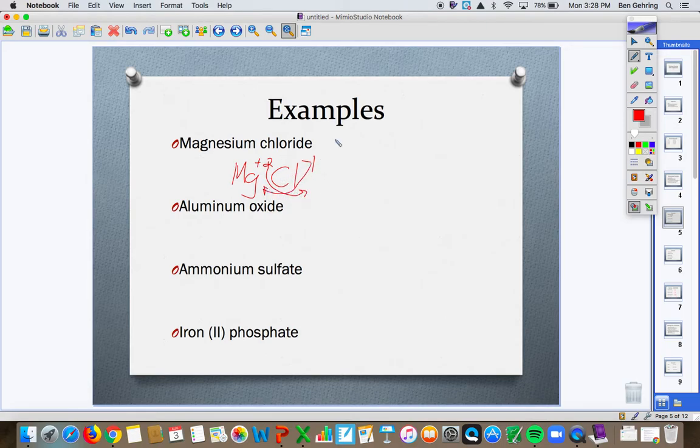I'm going to drop the signs as well, which is going to leave me with Mg1, Cl2. And then I can get rid of the 1 because it's a number I don't need, so I can just write MgCl2. And this creates a neutral compound because magnesium has a charge of positive 2. So I have 1 magnesium times positive 2 equals positive 2. Chlorine has a charge of negative 1. I have 2 of them. Negative 1 times 2 equals negative 2. Positive 2 plus negative 2 equals 0. That's what we're looking for.